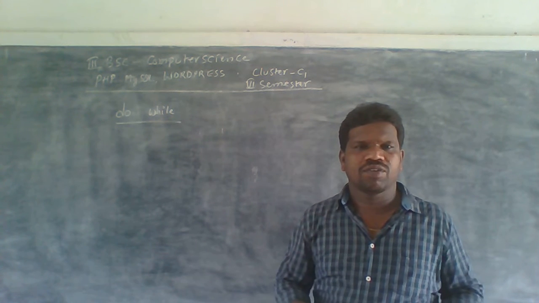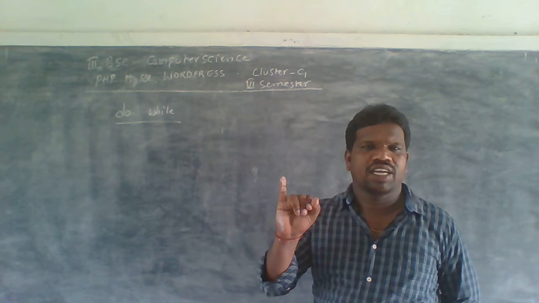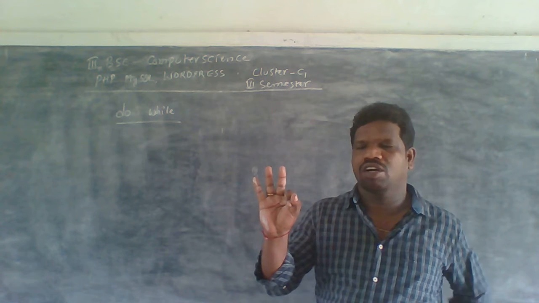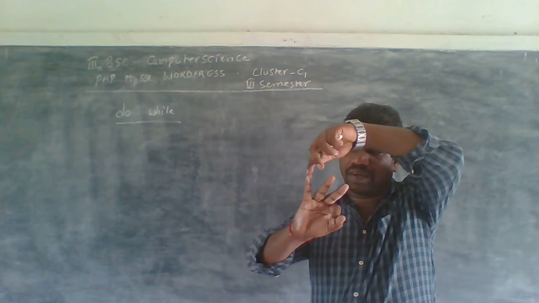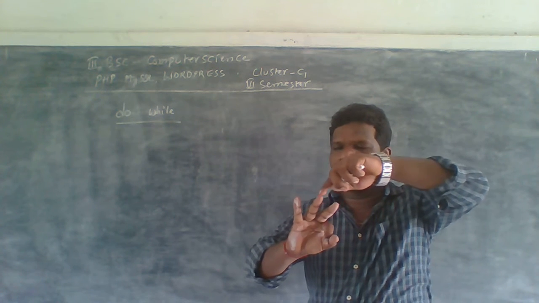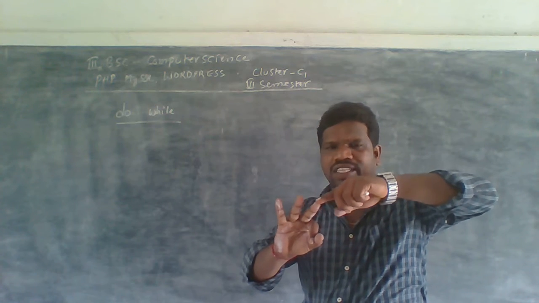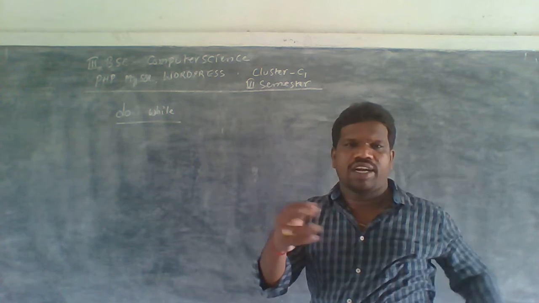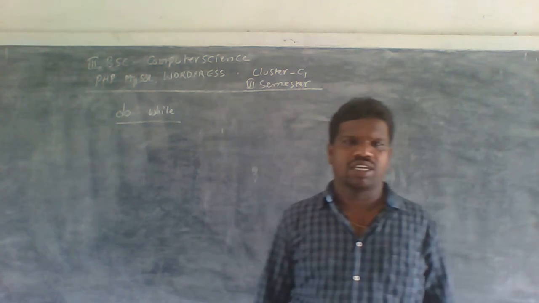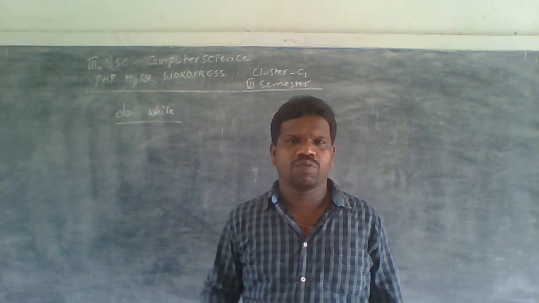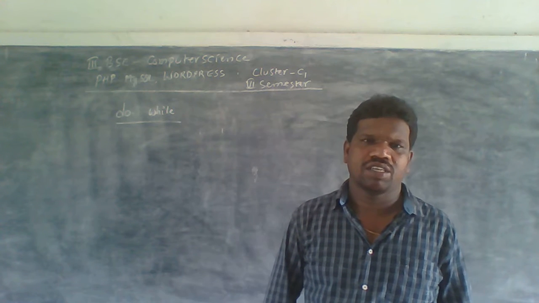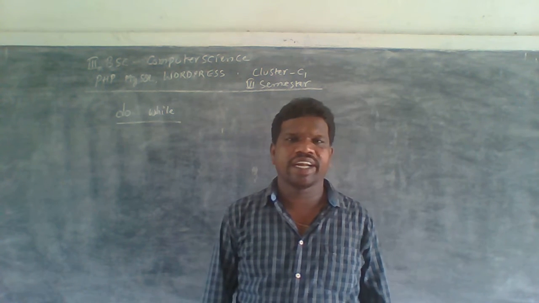The loop has three parts. The first one is the condition, the second one is the statement, and the third one is increment or decrement. After the third, it comes again to the first, and this loop will be continuously repeated. Whenever the condition is false, the loop will be terminated. But the while is an entry control looping statement.